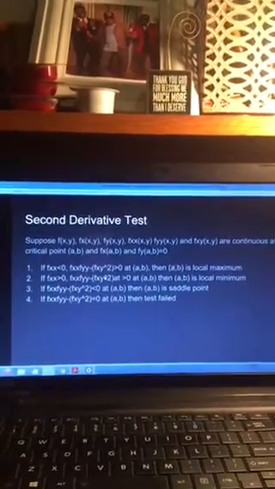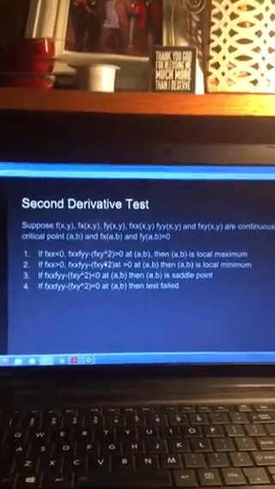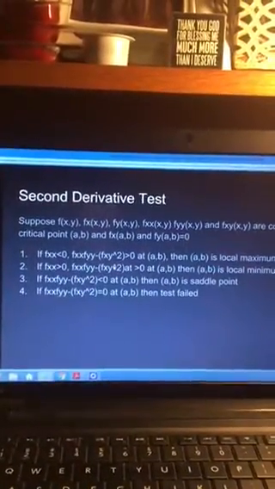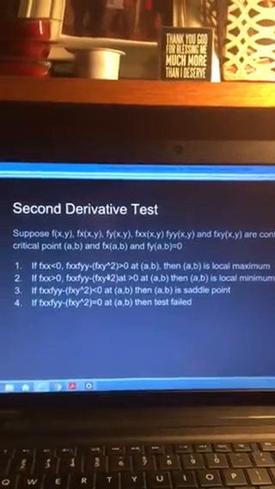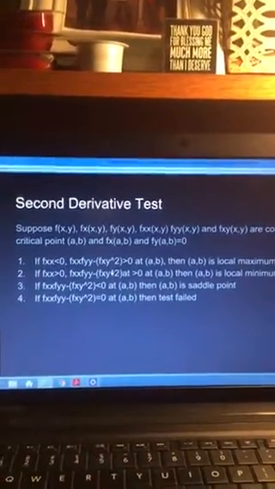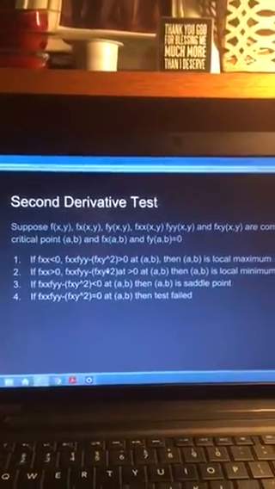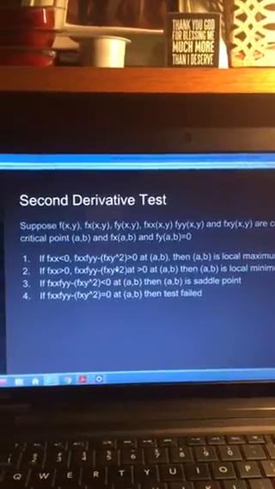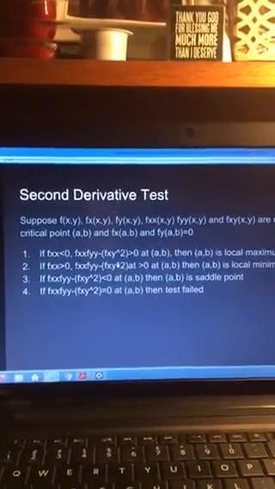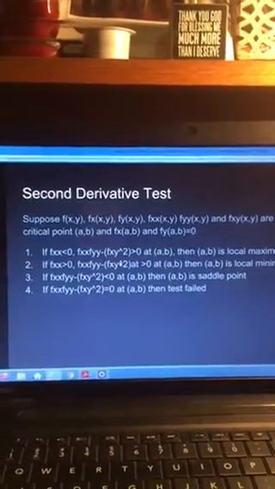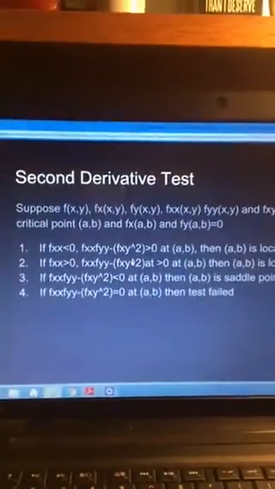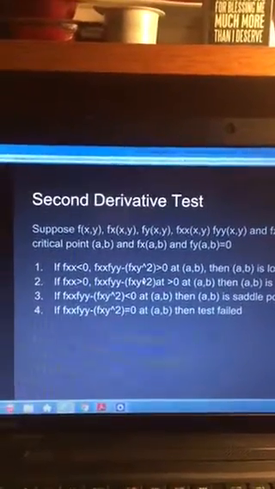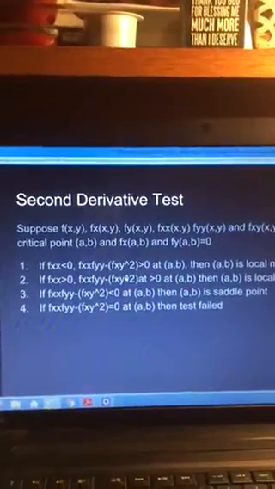With the second derivative test, we use this also to find the local min and local maximum. So we have rules right here, and each rule gives you a different outcome. The first one is used to find a local maximum. The second one is used to find a local minimum, while the third one is used to find a saddle point, and the last one is used to see if the test actually works. So if you end up with f of xx times f of yy minus f of xy squared, and that equals 0, then the test failed.